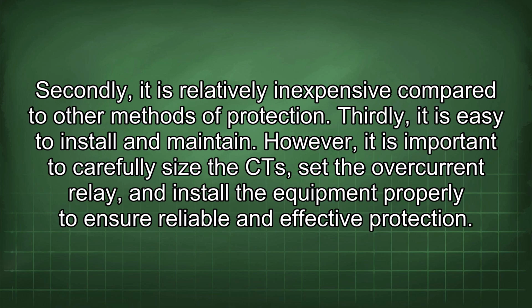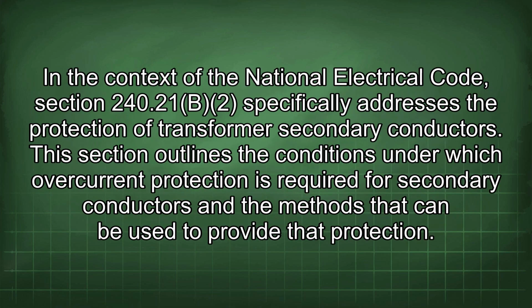reliable and effective protection. In the context of the National Electrical Code, Section 240.21(B)(2) specifically addresses the protection of transformer secondary conductors. This section outlines the conditions under which overcurrent protection is required for secondary conductors and the methods that can be used to provide that protection.